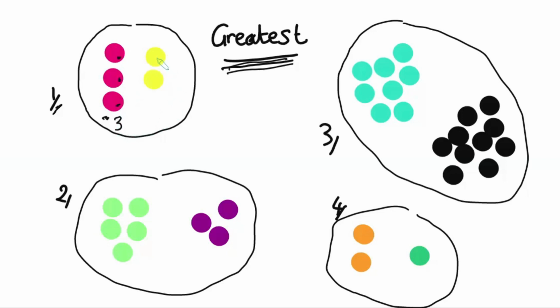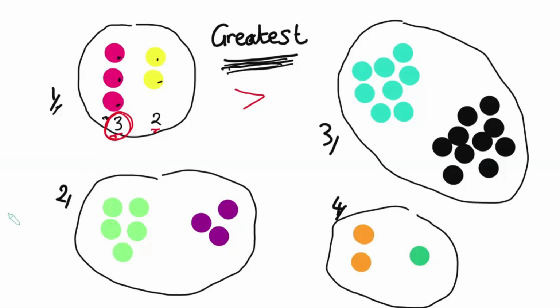And how many yellows do we have? 1, 2. We only have 2. Now we need to find out which number is the greatest, which number is the most. We know that 3 is more than 2. So which number is the greatest? Number 3 is the greatest. Fabulous. How easy is that? Really well done. Let's move on to number 2.